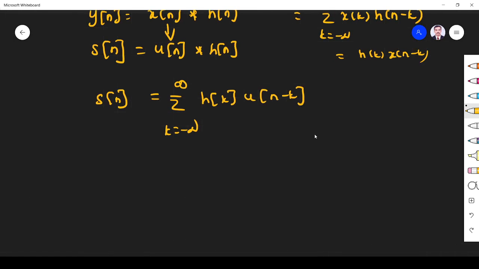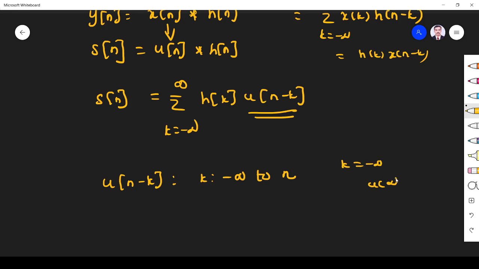Okay, suppose, right? And what is the range of u of n minus k? We know that u of n minus k exists from k equal to minus infinity to n. Why? When k is minus infinity, this becomes u of infinity. When k is equal to n, this becomes u of 0. We know u goes from 0 to infinity only. What is the condition? u of n is equal to 1 when n is greater than or equal to 0, that is 0 to infinity. At that time only it has a value of 1. For all other values it will become 0. So when I substitute k equal to minus infinity to n, only then it will have a value. For other values it is 0, because u will become 0, and h multiplied by u of 0 gives you 0.